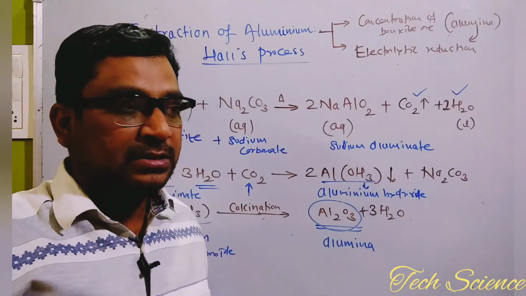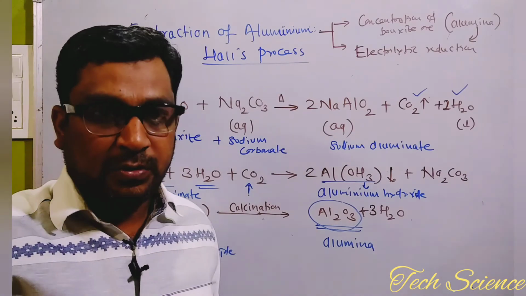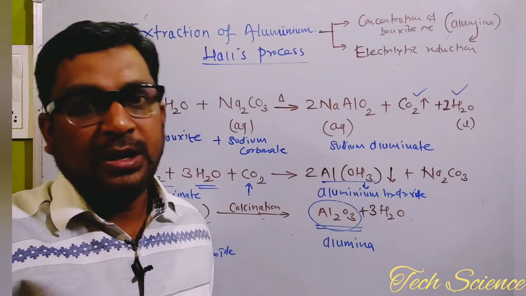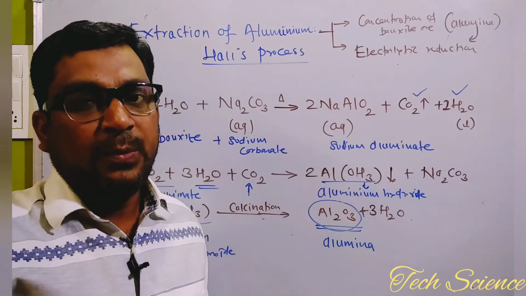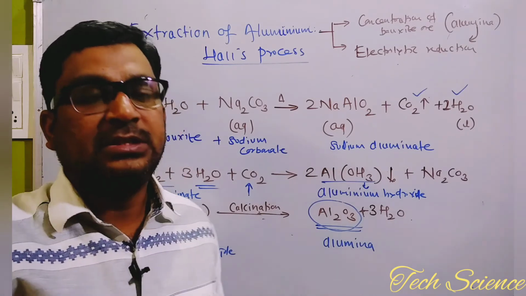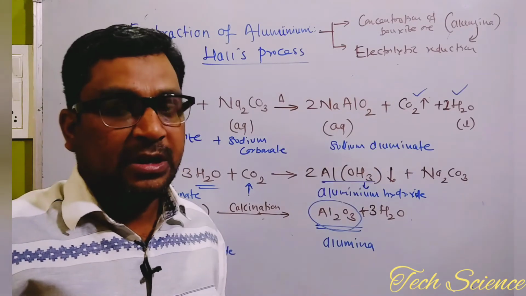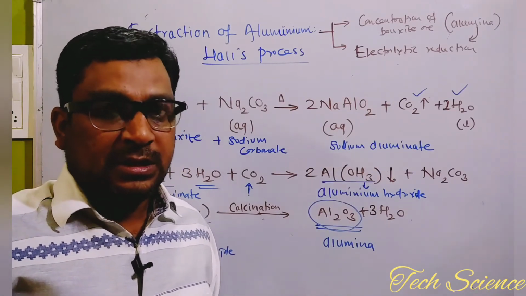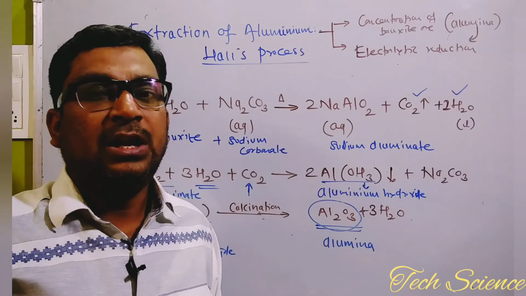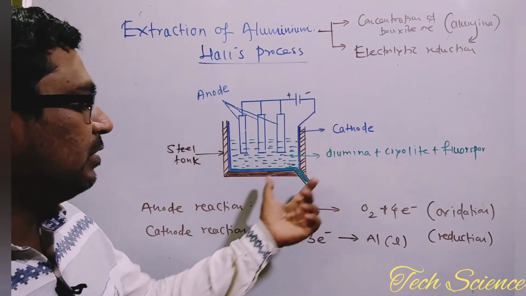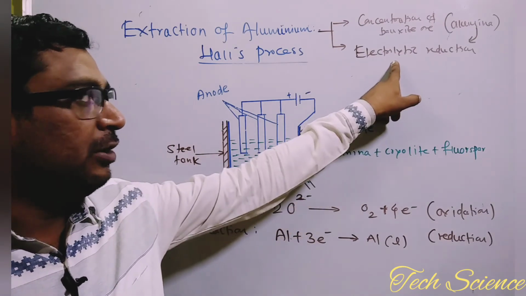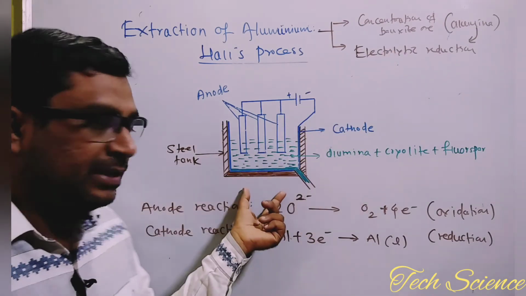Now let's see the second stage, that is called electrolytic reduction of alumina. In the electrolytic reduction of alumina, we have a well labeled diagram. Let's see how electrolytic reduction of alumina results in the formation of aluminium as a pure metal. This is the second step, called electrolytic reduction of alumina. Here there is a diagram.